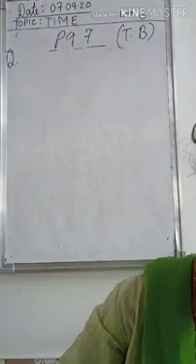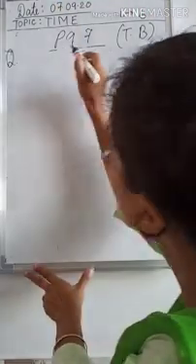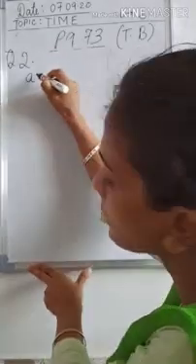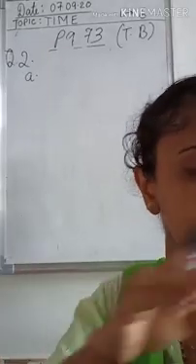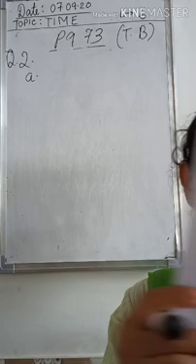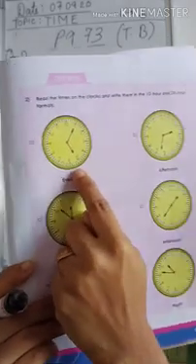So now you see page number 73, question number 2, which we have already done. I am just discussing the answers so that you can check your answers. The first clock, this was the page. So the first clock, what is the time showing in the first clock?